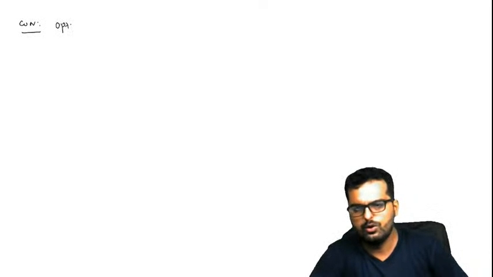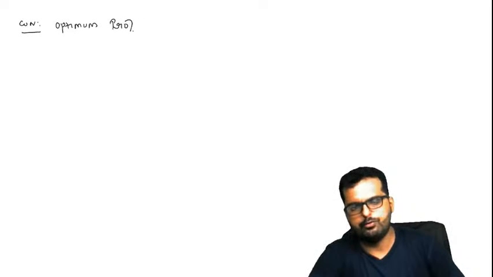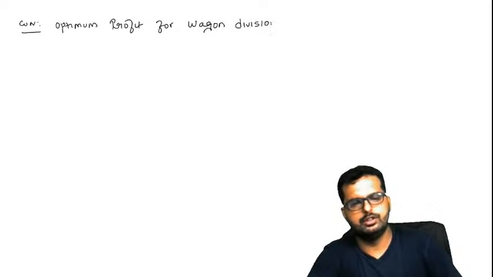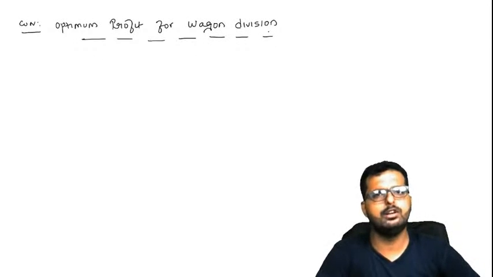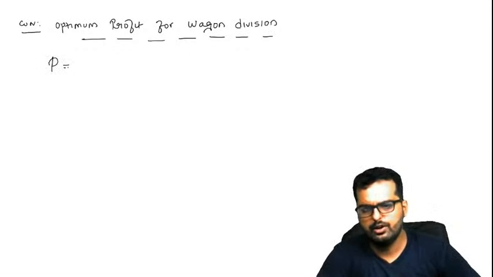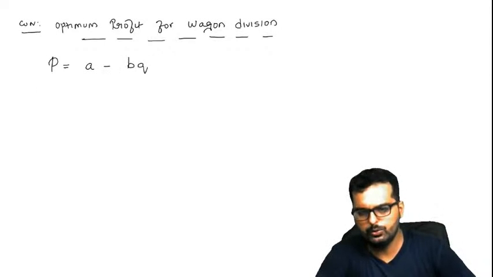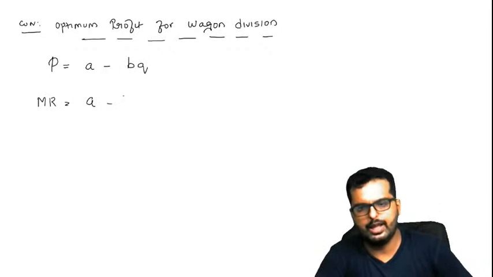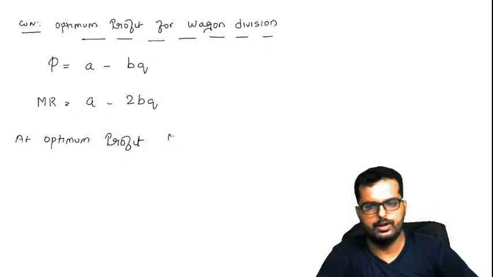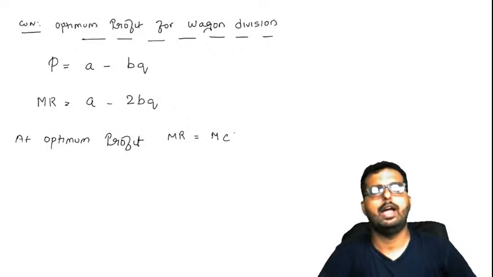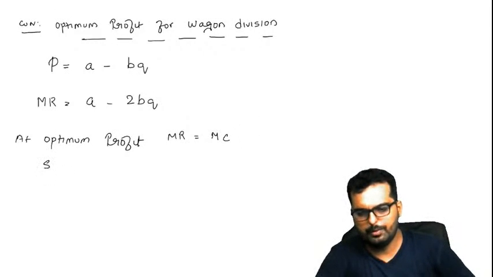So we'll write down the next working note heading. Optimum profit for wagon division. Friends, how do we derive the optimum profit for wagon division? Do you remember we learned an equation yesterday? What was the equation we learned? First we learned P is equal to A minus BQ. Then we learned MR is equal to A minus 2BQ. And I told you, at optimum profit, MR is equal to what? MR is equal to MC.